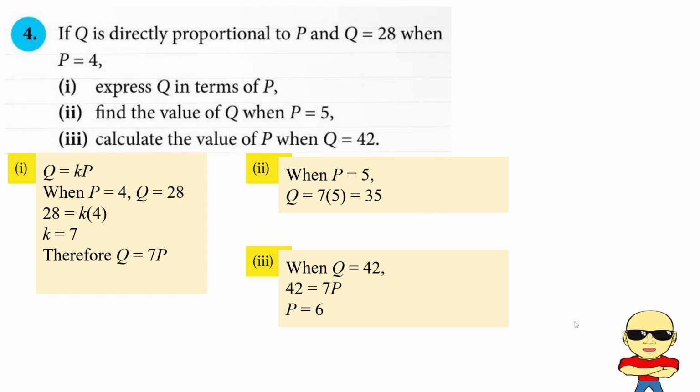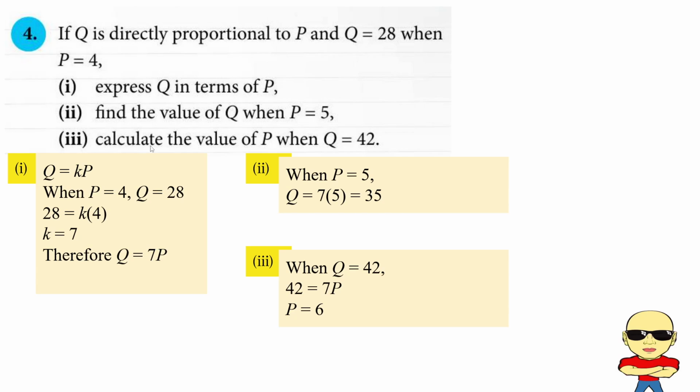First question: if q is directly proportional to p, then straight away we know that q equals kp. Then when p is 4, q is 28, so we substitute that into the relationship. We find that k is 7, therefore, write it up properly, q is actually 7p. That's their relationship, right? To find the value of q when p is 5, we just need to do some basic substitution. So q is 7 times 5, which is 35.